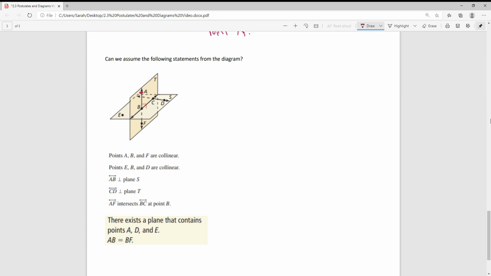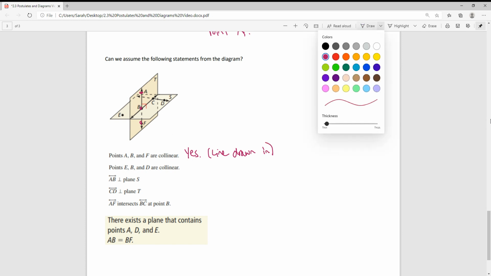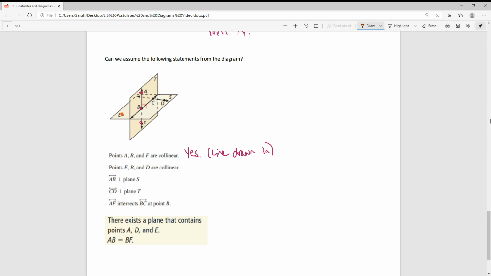So I have A, B, F. Notice that we have a line going through all of them. So we can say yes to that. There's a line drawn that shows that. Can we say that points E, B, and D are collinear? So I have E, I have B, I have D. It might look like they're collinear, but there is no line drawn in that says, okay, line L goes through them. So there's no line drawn in. So that one will be a no. No line drawn in that says that.